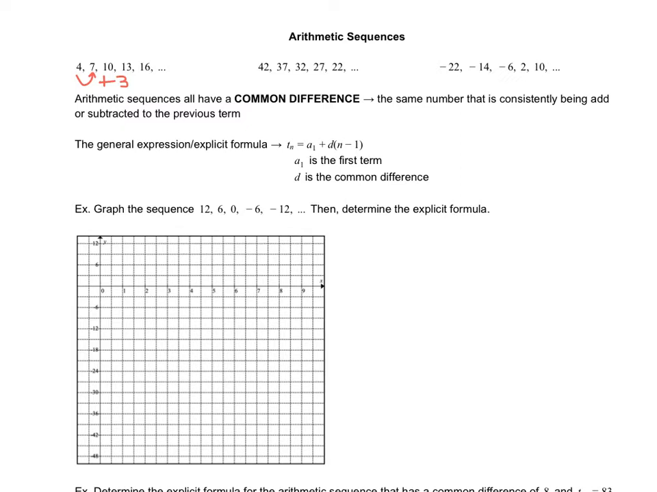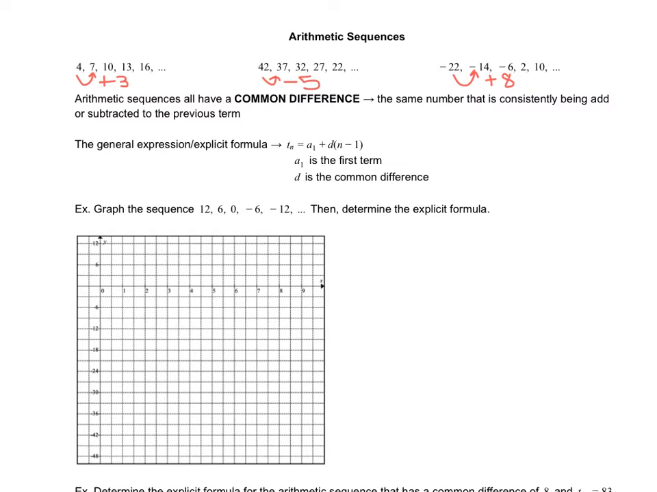If we go to the next one, 42, 37, 32, etc., we can see that the numbers are going down, which means our common difference is negative because we're subtracting, or adding a negative number. So from 42 to 37, I am subtracting 5 or adding negative 5. And finally, for the third sequence, we're starting negative, but our numbers are growing, and they are all increasing by 8. So all three of these are arithmetic sequences because of that common difference.